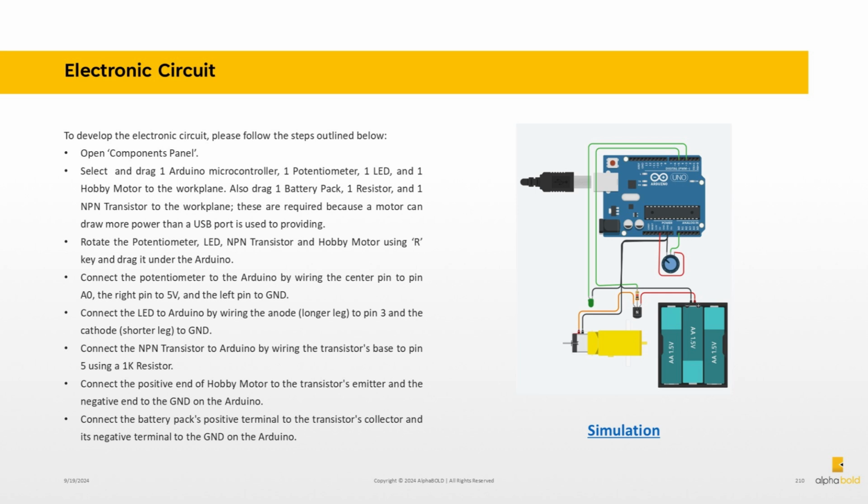Connect the positive end of hobby motor to the transistor's emitter and the negative end to the GND on the Arduino. Connect the battery pack's positive terminal to the transistor's collector and its negative terminal to the GND on the Arduino.